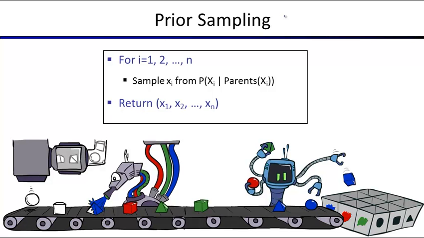All right, that's prior sampling. Here's the algorithm. You get one sample out, you loop over all variables in your Bayes net in an ordering consistent with the directed acyclic graph. You sample xi from the distribution of xi given its parents. Because you sample in this particular ordering that's consistent with the graph, you will always already have sampled the parents of a variable before you try to sample the variable. So this works out nicely.